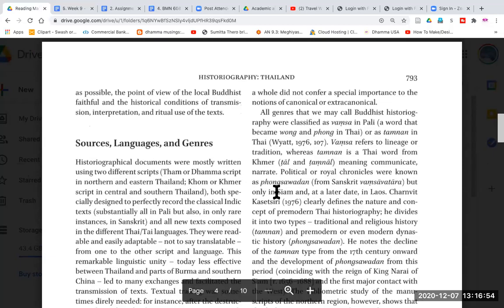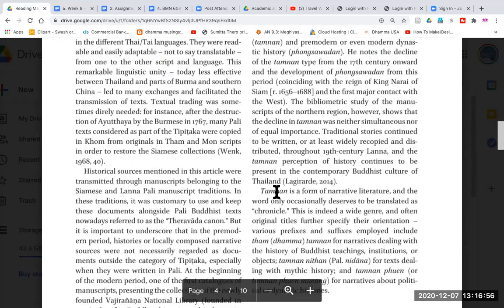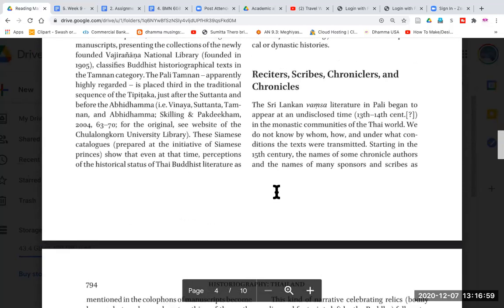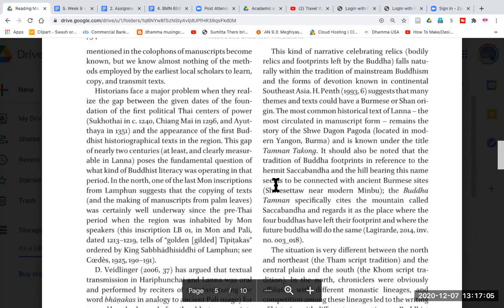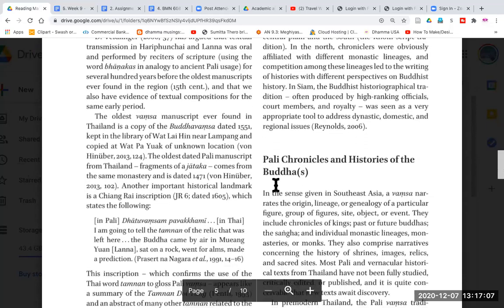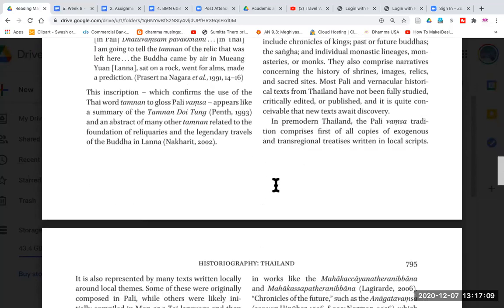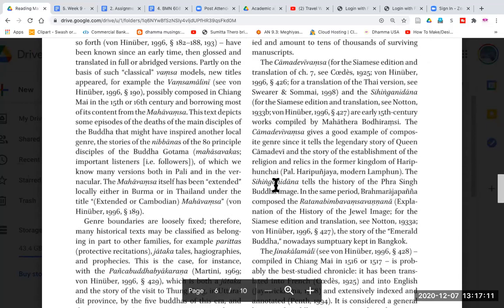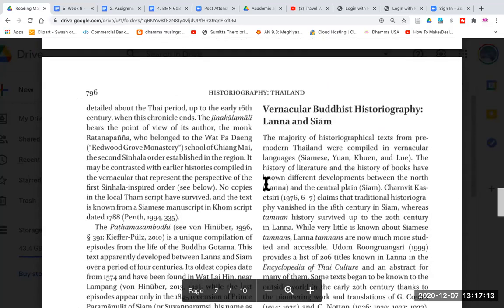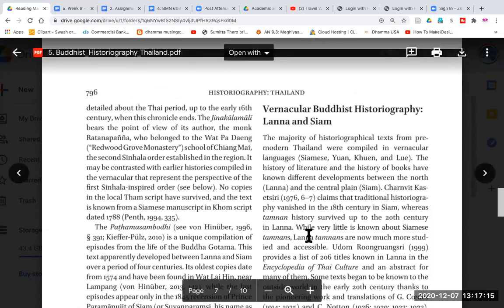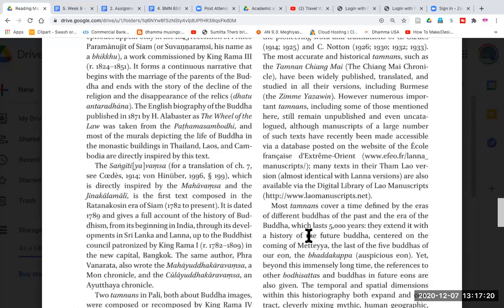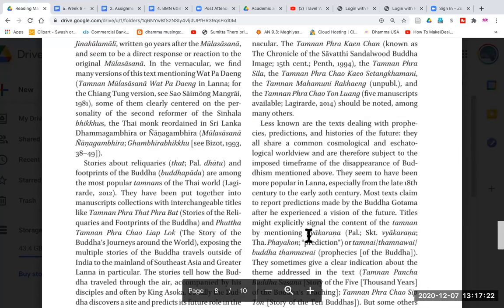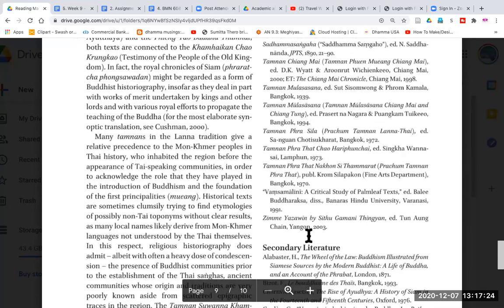So such languages, genres, reciters, scribes, chroniclers, and chronicles. We just talked about chronicles, Pali chronicles and histories of the Buddhas. And this encyclopedic article about Thailand, vernacular Buddhist historiography, can also be useful for you.